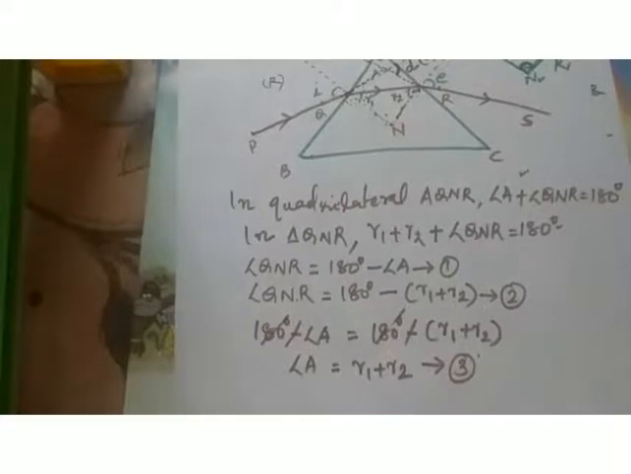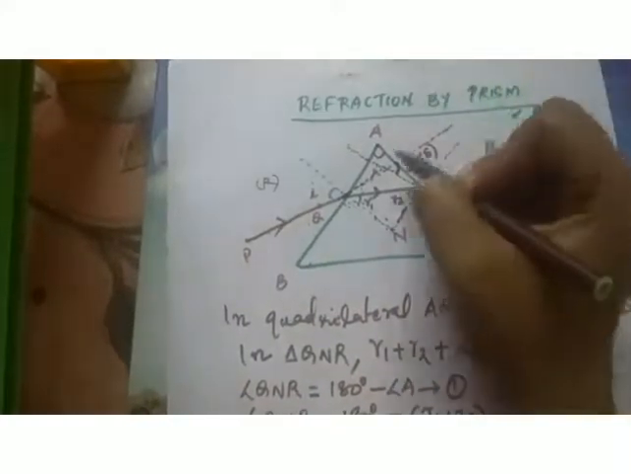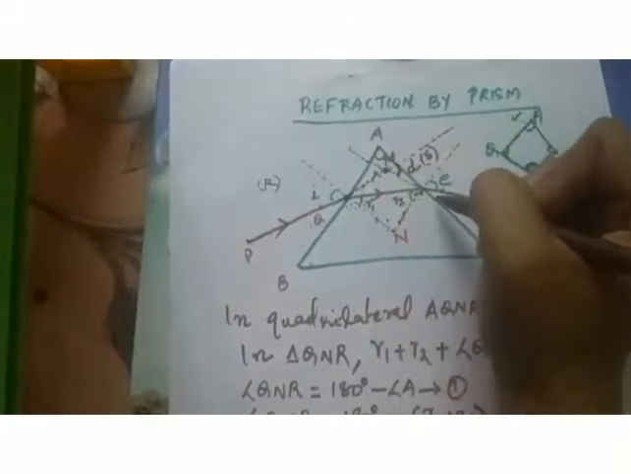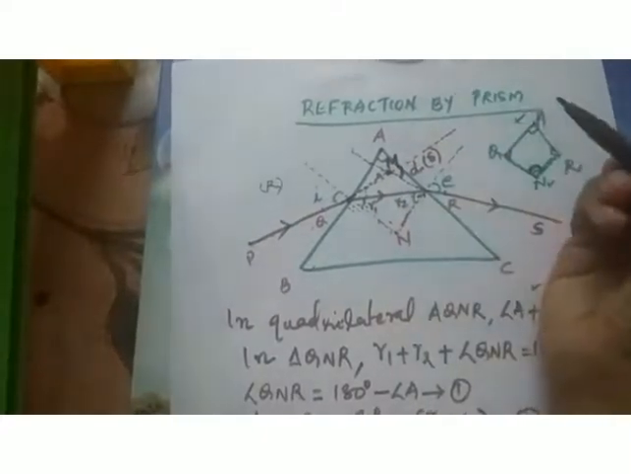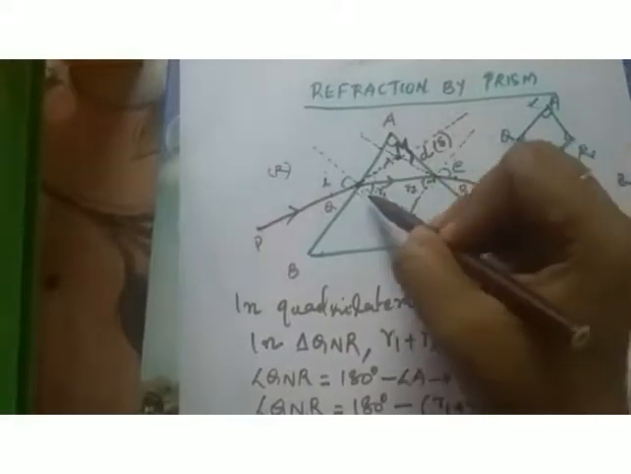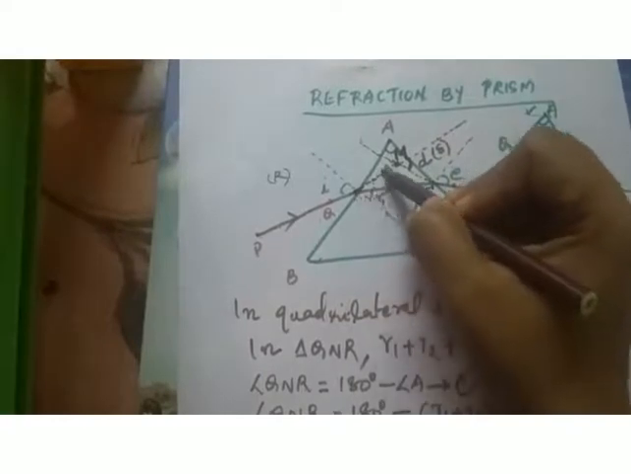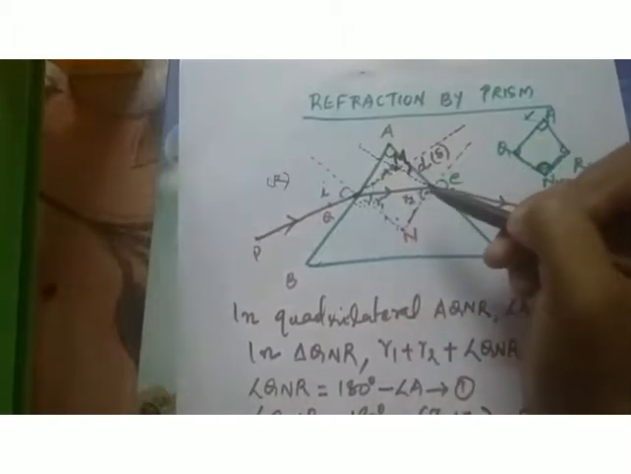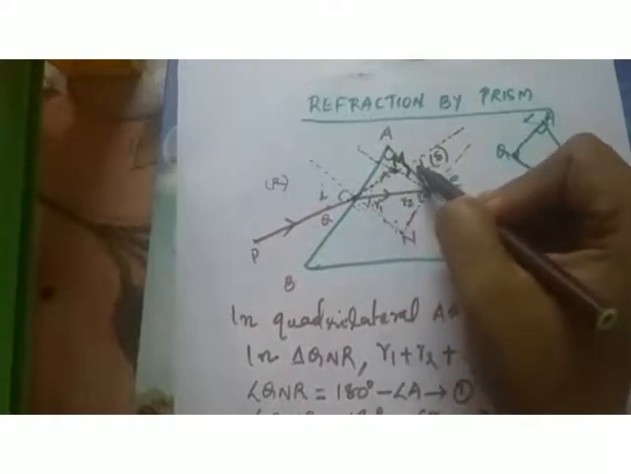Now consider another triangle, that is triangle QMR here. Which is triangle QMR? See, this is the point M. M is the point where the incident ray and the emergent ray are made to intersect. Okay, so this is M. Okay children, M. Then consider angle QMR. Which is QMR? This angle QMR.